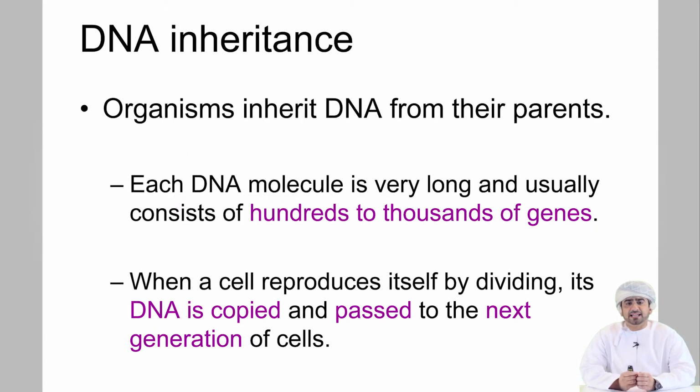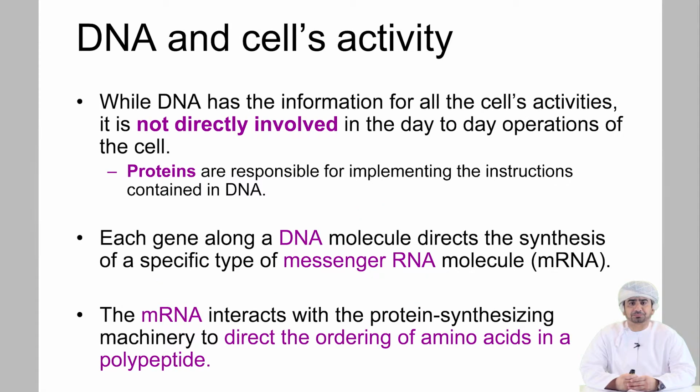So how is DNA inherited from an organism, from parents to an offspring? Basically, we all get our DNA molecules from our parents, half the set from our mother's side and the other half from the father's side. Each DNA molecule is very long and usually consists of hundreds or thousands of genes. When a cell reproduces, it basically needs to make sure that it copies its DNA and gives an identical copy to each offspring or each daughter cell.